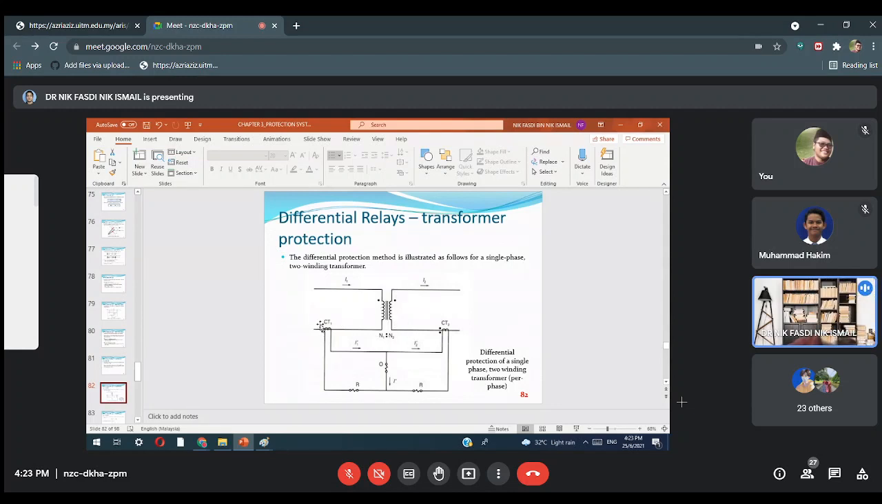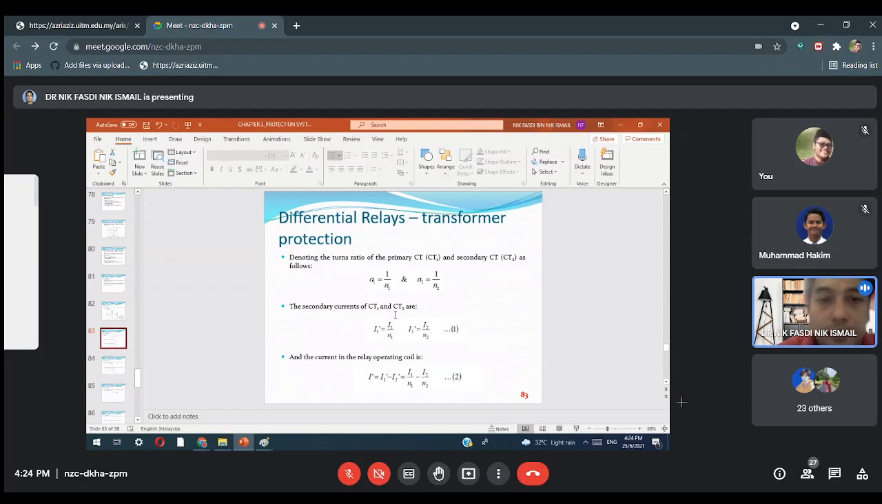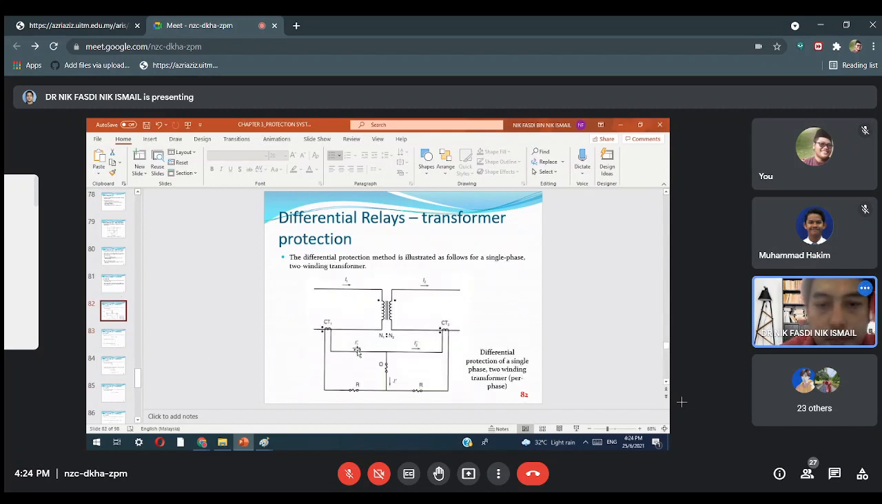So we locate our CT, CT1, CT2. So the concept is the same. The difference between I1 prime and I2 prime makes the coil turn on, then they will protect the windings. Okay, denoting the turn ratio of CT1 and secondary CT2 as follows. Right, so we do all this calculation, derivation. Okay, so you have this value of I1 prime.